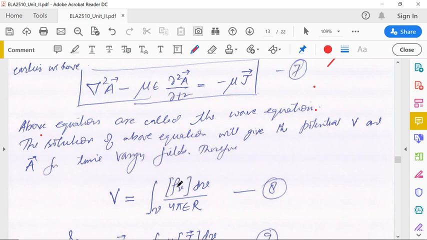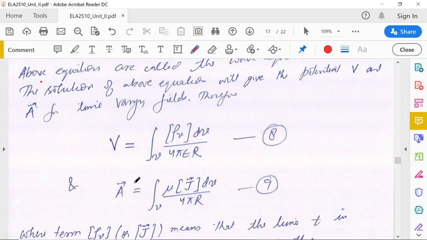For this, if we have the volume charge density, then we have to integrate over the whole volume to get the total charge. Similarly, for the vector potential, these are the expressions. Now here the difference between the static and the time-varying fields is two. First one is that rho v is a function of the spatial coordinates as well as the time coordinate.